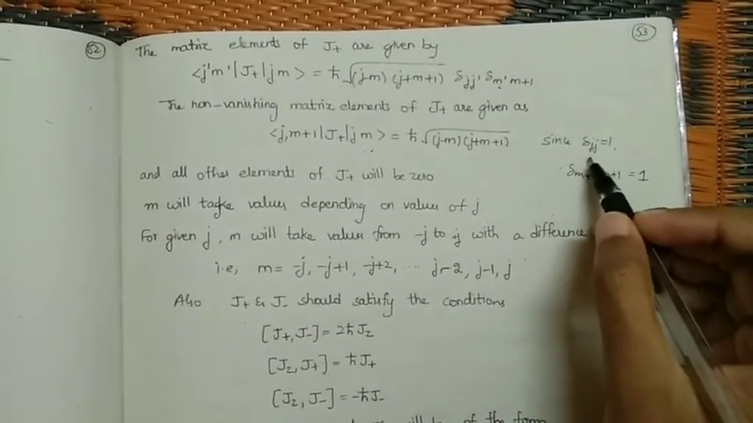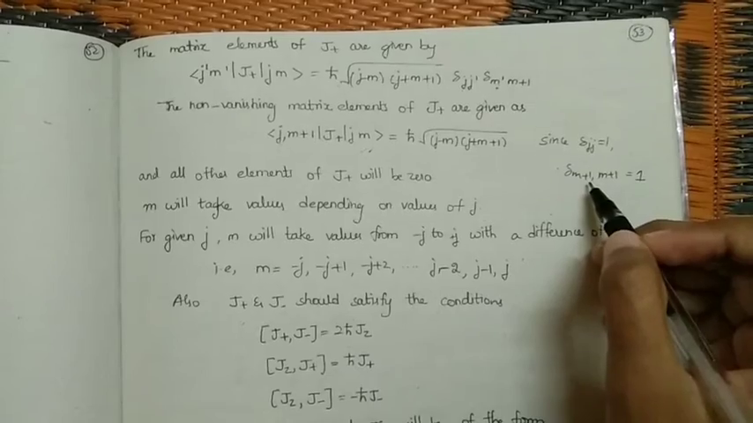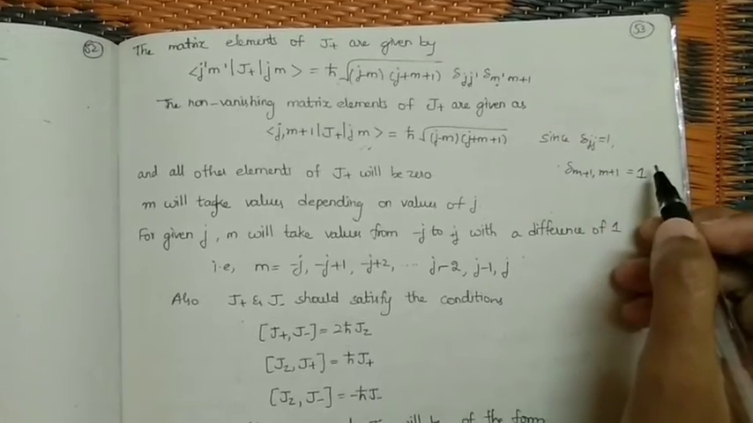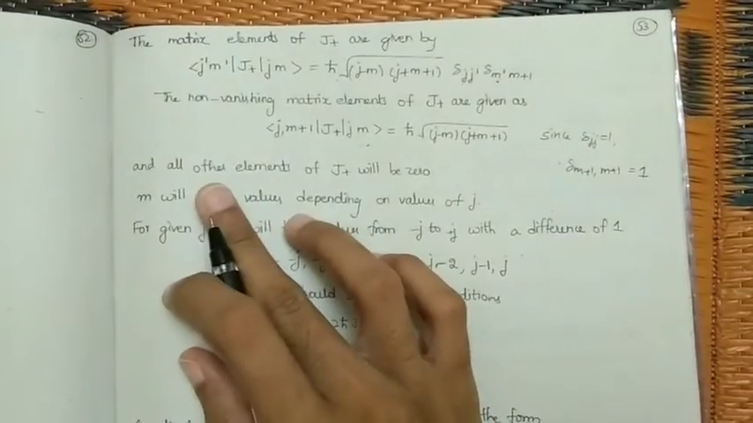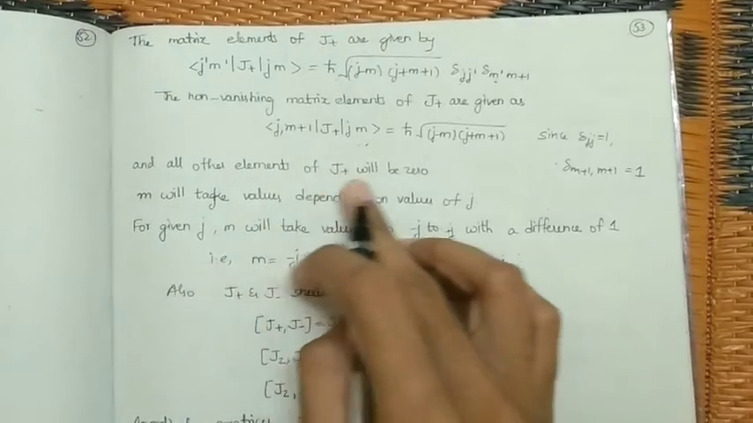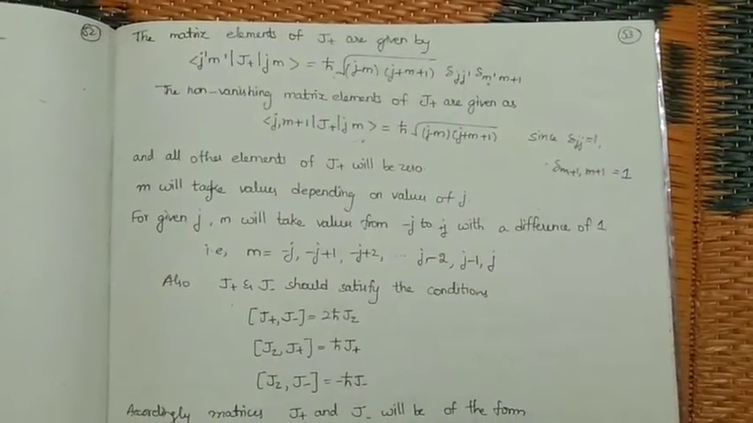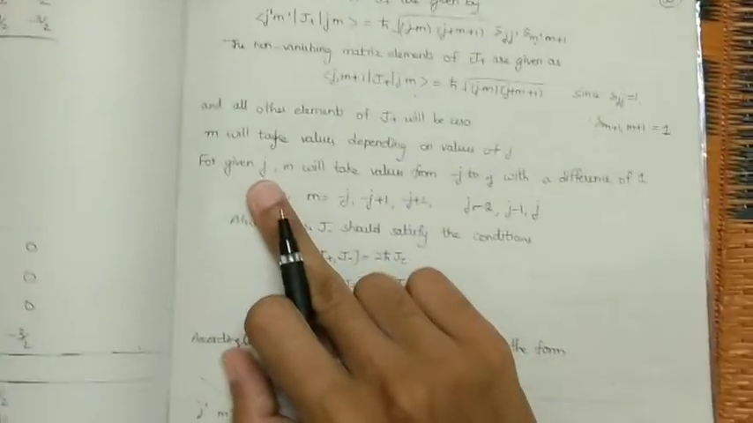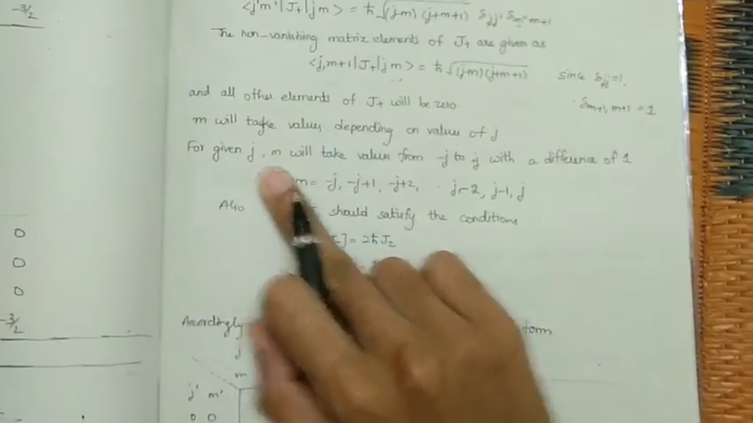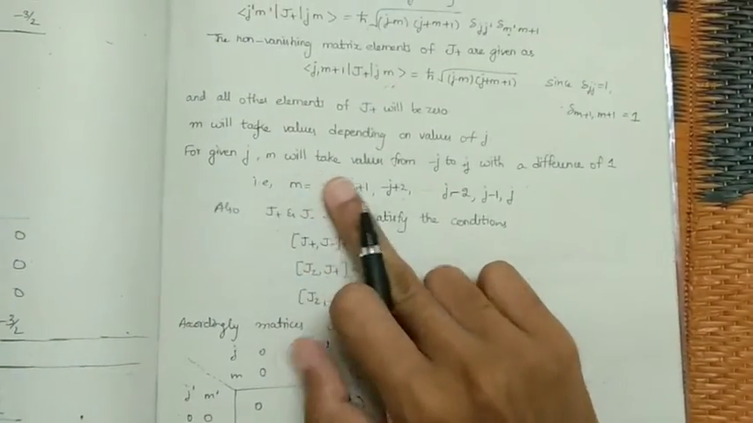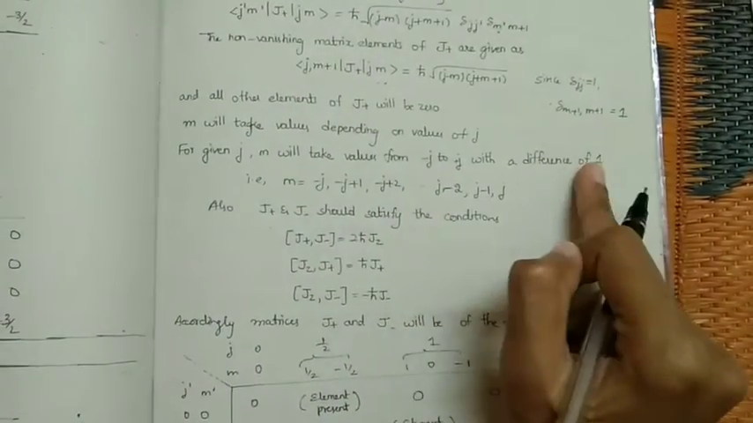Here delta of j comma j is equal to 1, and delta of m plus 1 comma m plus 1 is 1. All other elements of J plus will be 0. M will take values depending on the values of j. For a given j, m will take the values from minus j to plus j with a difference of 1.